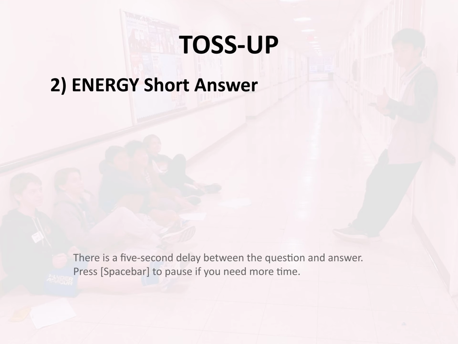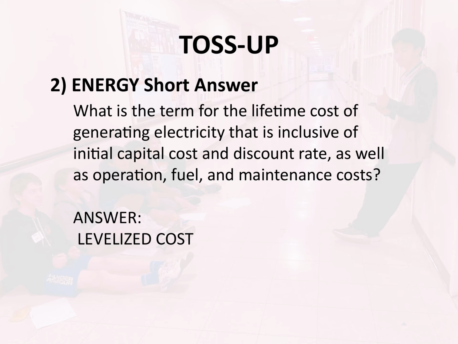Toss-up 2. Energy. Short answer. What is the term for the lifetime cost of generating electricity that is inclusive of initial capital cost and discount rate, as well as operation, fuel, and maintenance costs? Answer: levelized cost.